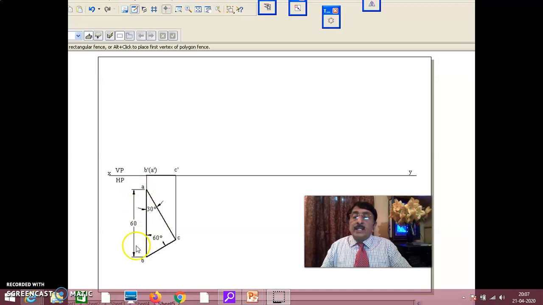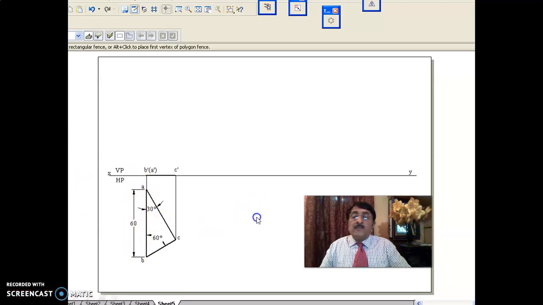Okay. Longest side is 60 because this is 90, no? Opposite to the 90 is the longest side. Okay. A, B, C you draw. And when you're looking from here, B dash, A dash and C dash. Okay. Longest side in HP. Whichever is perpendicular to XY line, that you can make it on HP. That is why longest side is on HP. That is why that longest side you make it perpendicular to XY line.